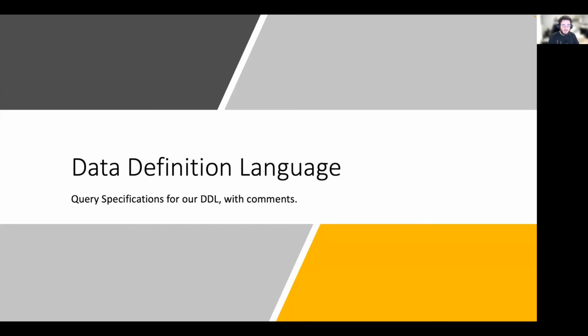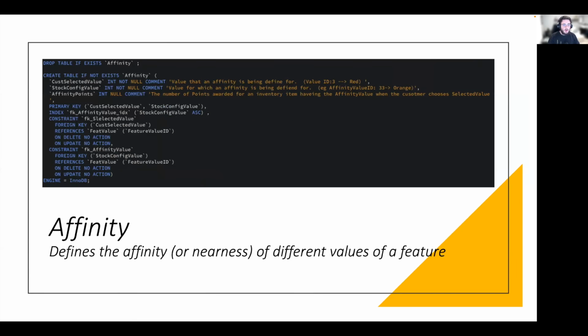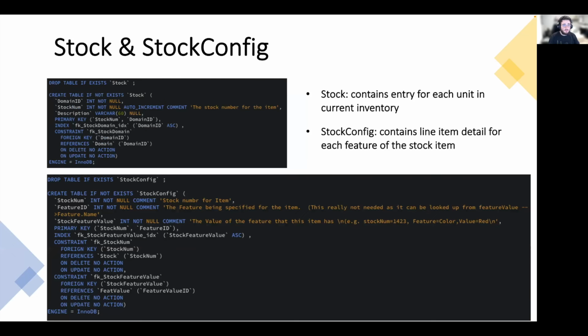So for some data definition language, this is for the domain, feature, and feature value tables. Pretty simple DDL for defining those tables with our foreign key constraints. This is the affinity table, a very important table for the relevance calculation. You can see we have our affinity foreign key with stock config value and feature value. So those are our two constraints there.